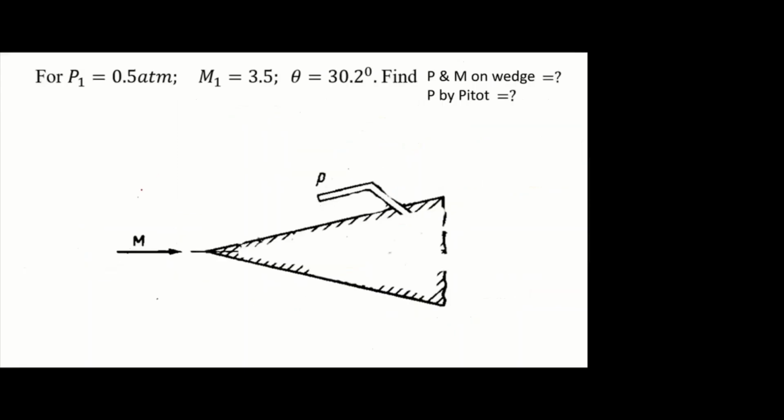Next problem. They mentioned pressure and Mach number for the free stream. Theta is also given, and we have to find the pressure and Mach number on the wedge, and the pressure measured by this pitot tube. Here, how to proceed? This is the wedge model. Over that there is a pitot tube. So we have to find the pressure and Mach number on the wedge, and also the pressure measured by the pitot tube.